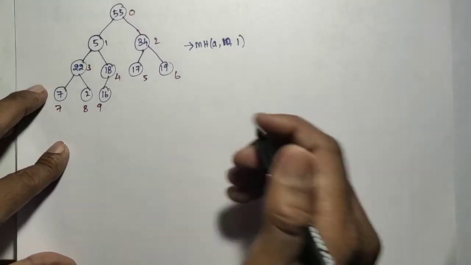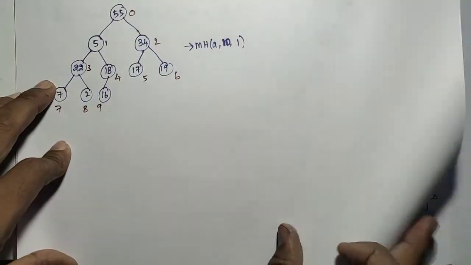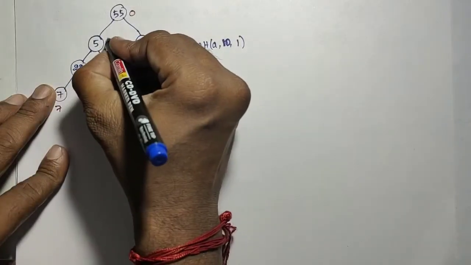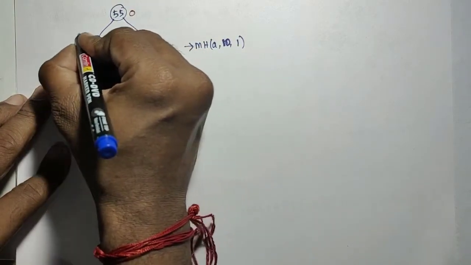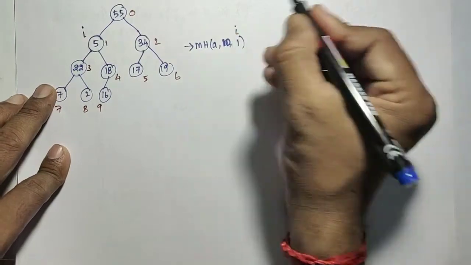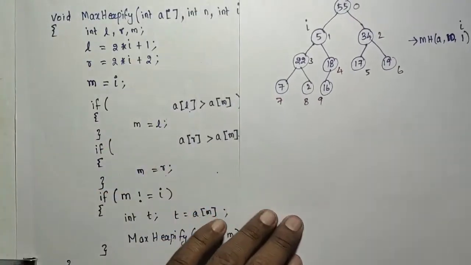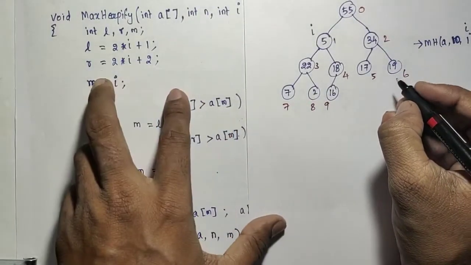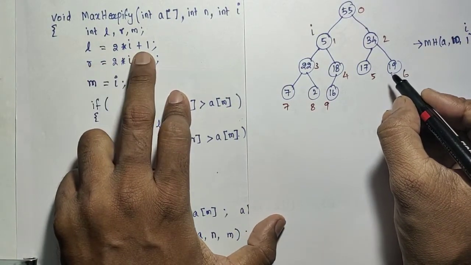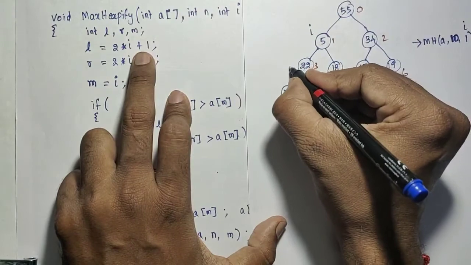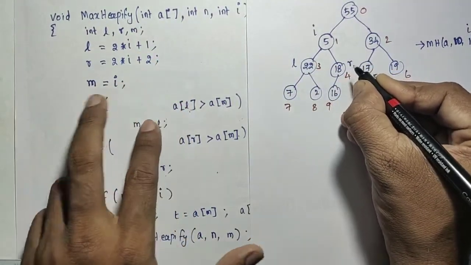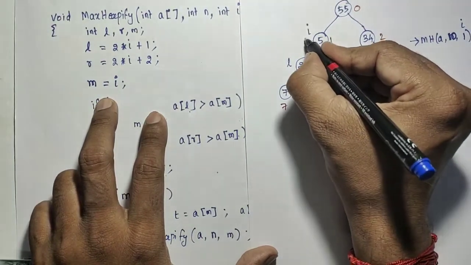Now in the second iteration, in the first recursive call, this will be marked as I. As per that algorithm, L equals left of that I and right of that I. 2i plus 1, that is 3. 3 will be marked as left, and 4 will be marked as right. And then m equals I. So this is that m.